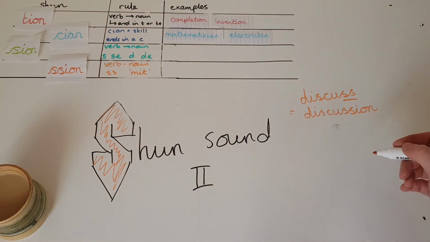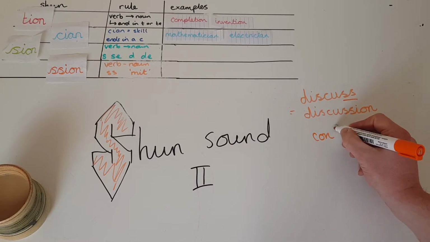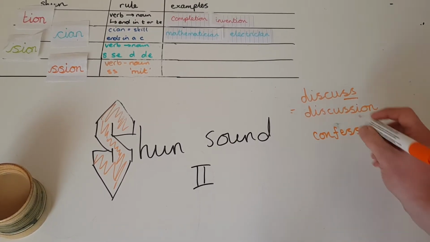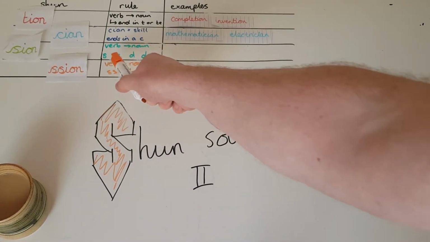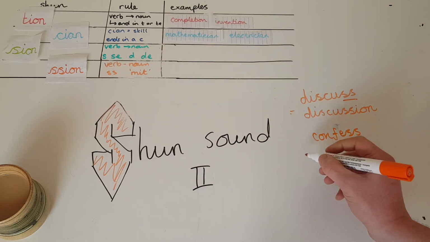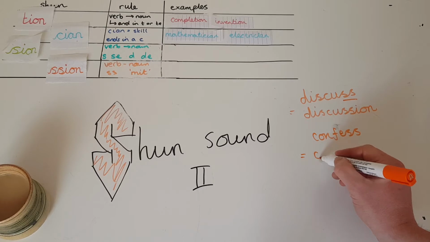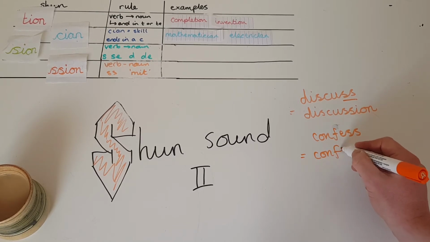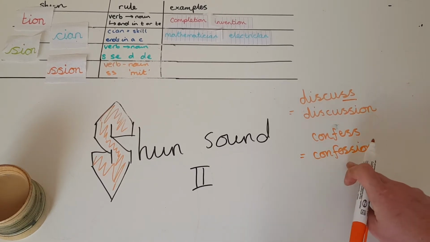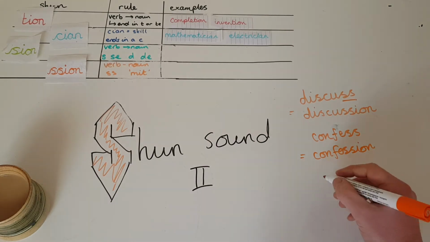Right, another one then. If we look at confession, the root word of confession is confess, with a double S. So not just one S, not a T or a TE, it's double S. The root word of confession is confess, so therefore confession, double SION.